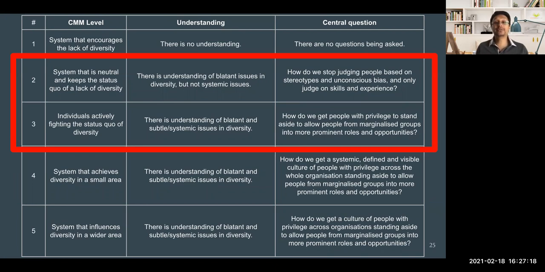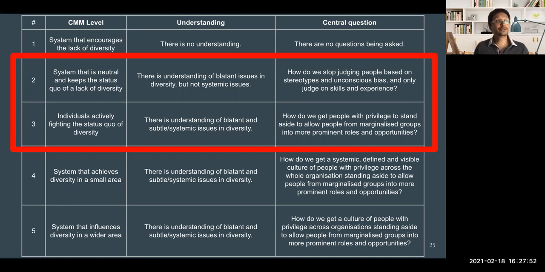Level 2, which is where I think a lot of organizations are, or the majority, or even organizations that are trying to change a lot of the hiring, they might still be in this level 2, where the system is neutral, which actually means it's keeping the status quo of a lack of diversity. So there's an understanding of blatant issues in diversity, but not systemic issues. And their central question is, how do we stop judging people based on stereotypes and unconscious bias and only judge on skills and experience?